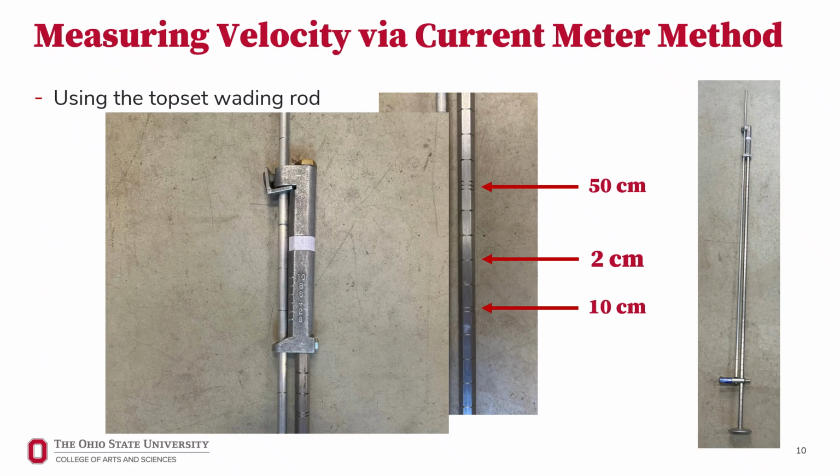Now that we measured the total depth of the river, we want to use the top set weighting rod to place the velocimeter at 60% depth. You'll notice these numbers on the top of the weighting rod. When you set these numbers to the total depth of the river, it automatically places the velocimeter at 60% of that depth. For example, if the total depth of the river is 50 centimeters, we would adjust the top set weighting rod so that the 5 is across from the 0, and it would raise the velocimeter to 60% of 50 centimeters or to 30 centimeters so that we can measure the average velocity.